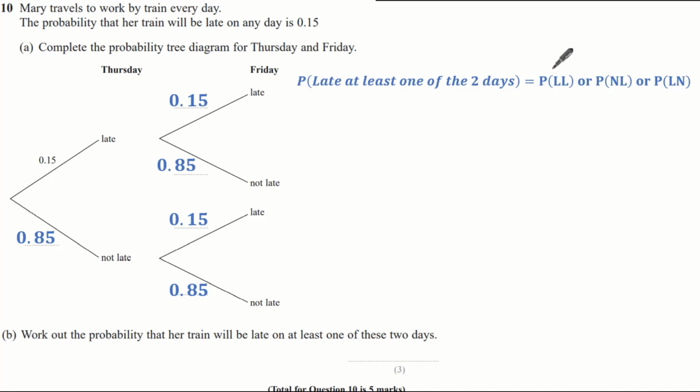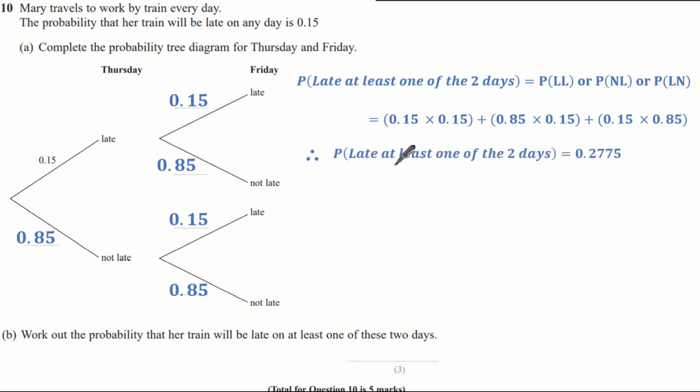Because you can see these are the different types of outcomes we can get where we can have at least one late. Working this out, well, the probability of a late and, which is times, a late is 0.15 times 0.15. Probability of not late and then late is 0.85 times our 0.15. And the probability of late and then not late is 0.15 times our 0.85. Working this out identifies the probability of being late at least one of the 2 days is 0.2775.